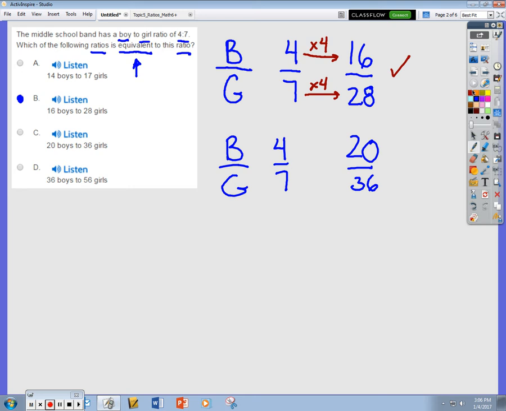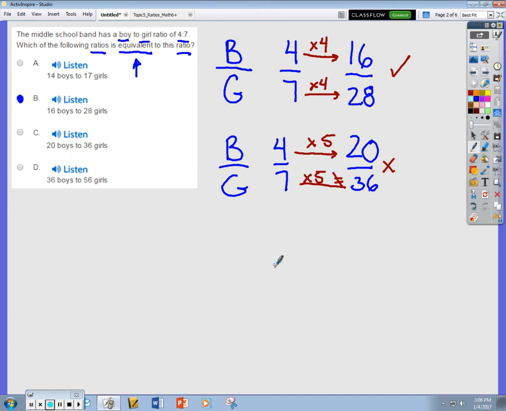All right. Now, again, I'm thinking, what did I multiply 4 by to get 20? Well, that's times 5. Well, I ask myself, is 7 times 5 35? No, this does not equal 36. So this would not be an equivalent ratio to 4 to 7.